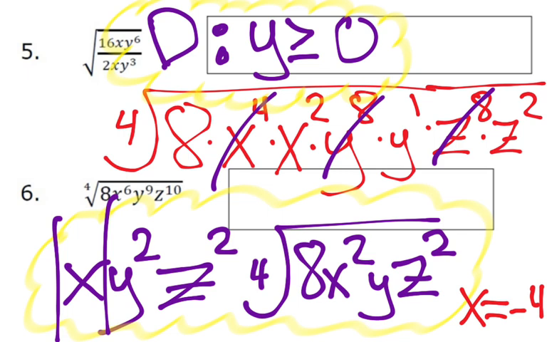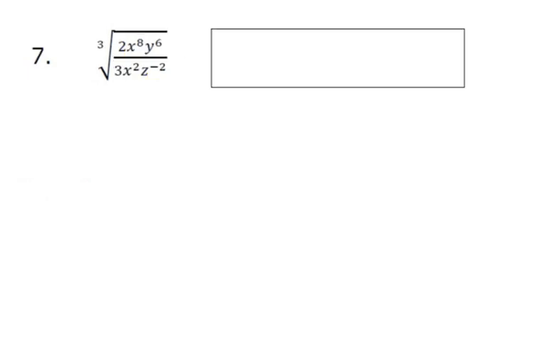Let's go ahead and do one more of these and then call it quits. Number 7. A little bit of a negative exponent. Again, work from the inside out. Try to remember that negative exponent rule. Pause and come back when you're ready. And all right, let's just talk about it.